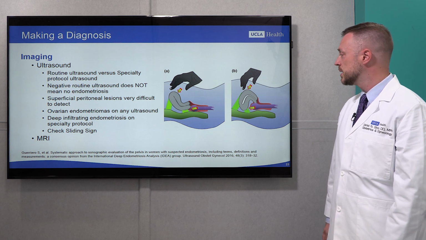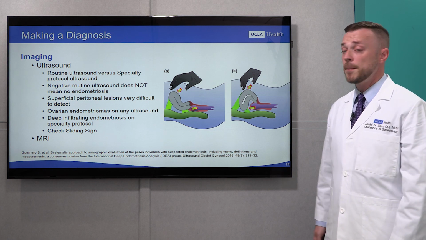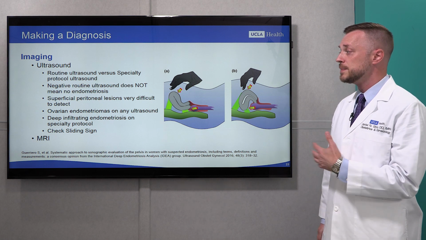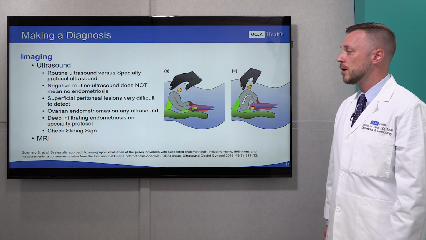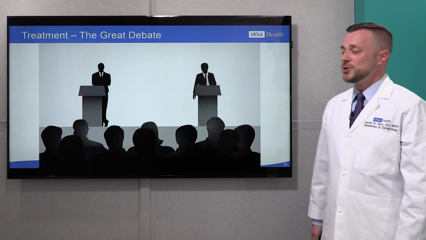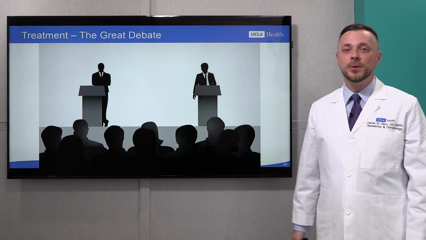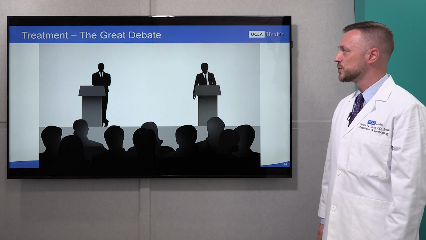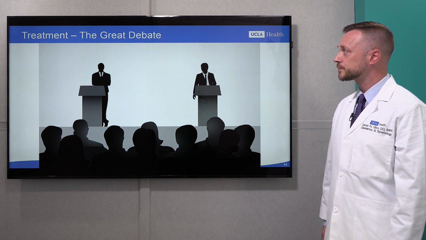MRI is also used in endometriosis, and sometimes it gives us a better view, especially of these deep infiltrating lesions that may not be always perfectly seen with ultrasound. Treatment itself is the great debate within specialty circles of people who do endometriosis.